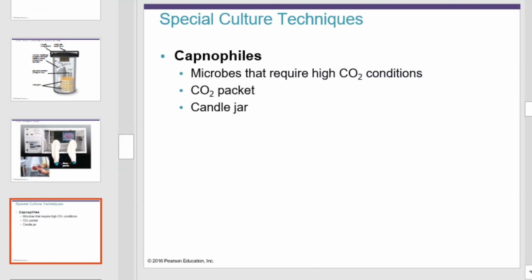Capnophiles. Capnophiles are microbes that require really high carbon dioxide conditions. In those cases, we'll have to use a CO2 packet as just illustrated, or a candle in the container to produce CO2 to support growth of these individuals.